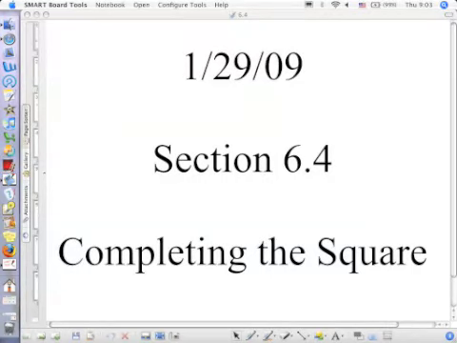All right, up until now, we've been able to solve quadratic equations by factoring. But today we're going to explore what happens when you can't factor the trinomial, and you can't simply take the square root of both sides.